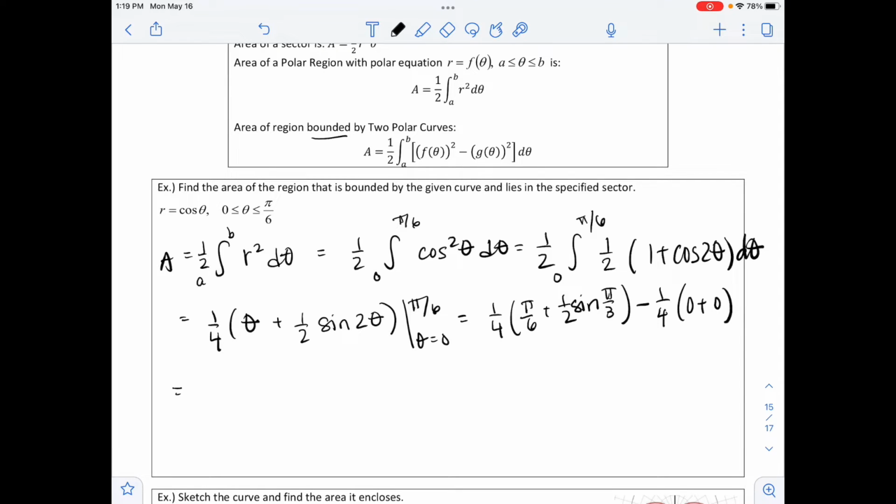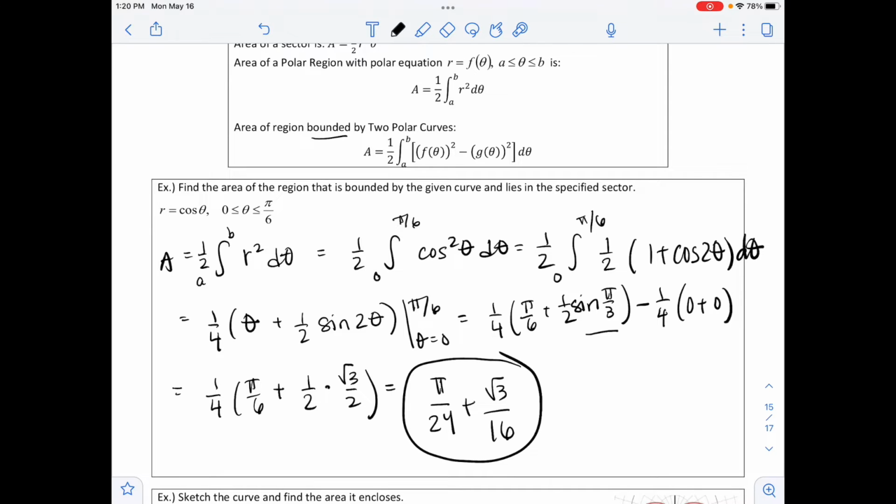And so this is going to simplify to 1/4 times pi over 6 plus 1/2 times, and sine of pi over 3 is equivalent to root 3 over 2. And so from here, simplifying this a little bit more, we arrive at pi over 24 plus the square root of 3 over 16. And again, this is the area of that region that's bounded by the curve, and that's between the values of theta equals 0 and theta equals pi over 6.